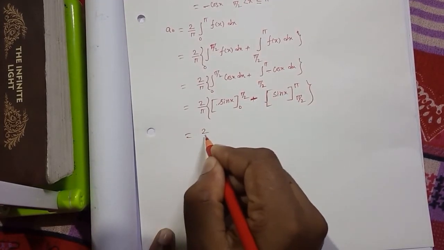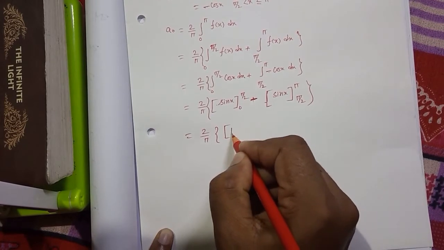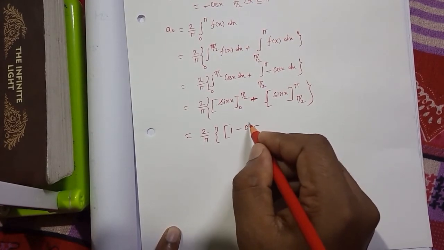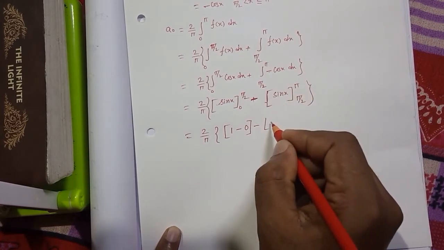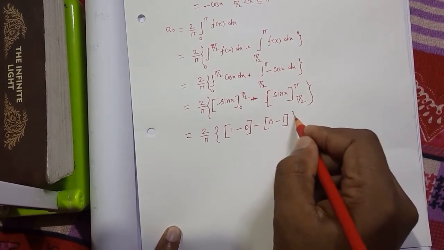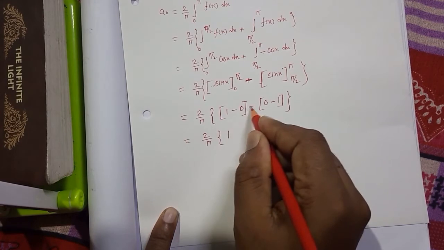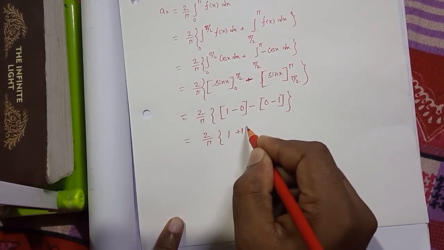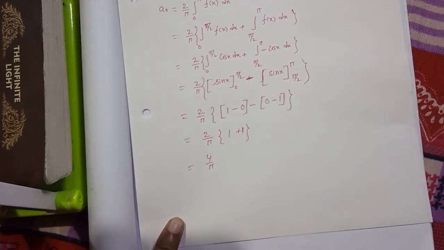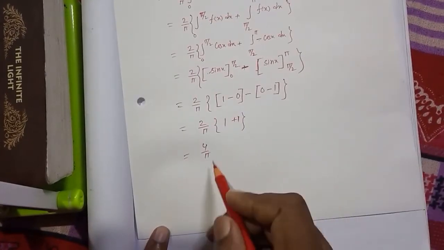Putting this limit we get 2 by pi, sin pi by 2 is 1, sin 0 is 0, minus sin pi is 0 minus sin pi by 2 is 1, equal to 2 by pi, 1 minus minus 1 is plus 1, this is equal to 2 by pi into 2, which is 4 by pi. Therefore a0 is equal to 4 by pi.